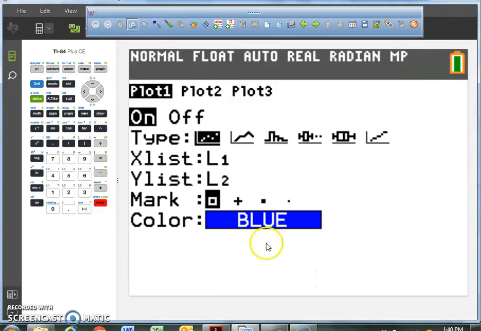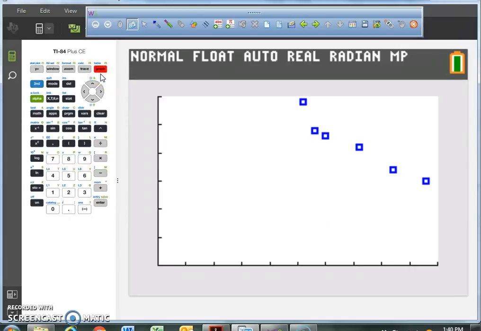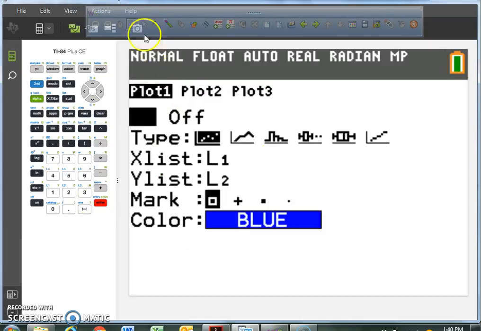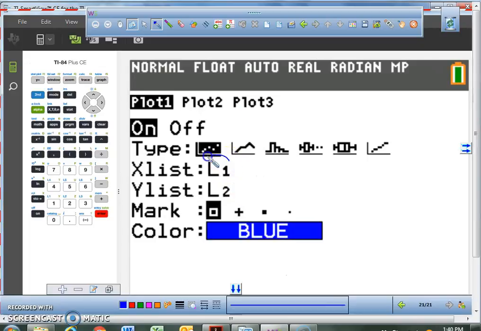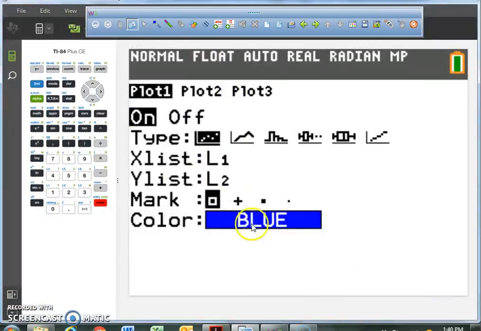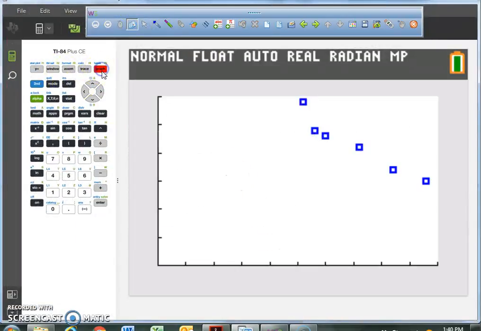Once it's on, then you hit graph, and you see all of your points that we plotted in the L1 and the L2. List 1, list 2, that's what it stands for. And the cool thing is it reminds you, right here, look, what does it say list 1 is? x, and list 2 is y. So it corresponds with your x's and your y's. That's how you graph it.